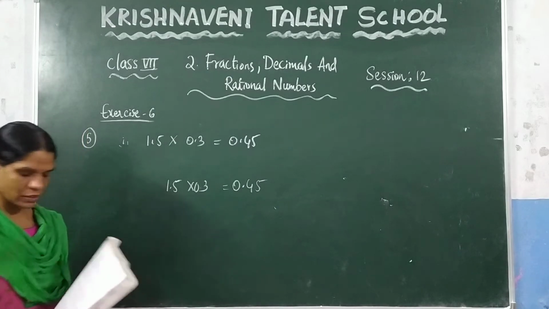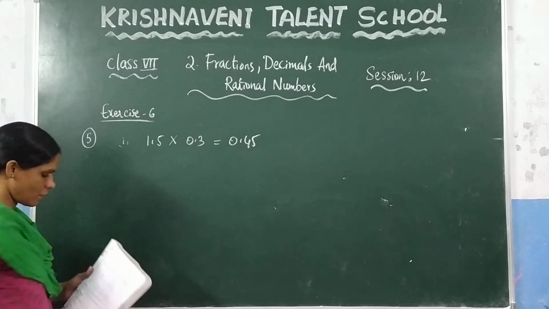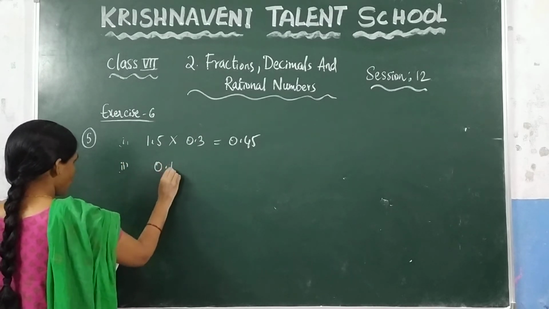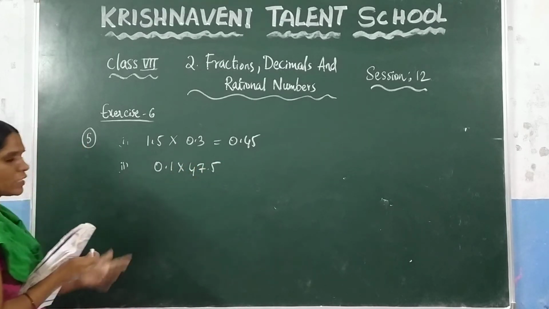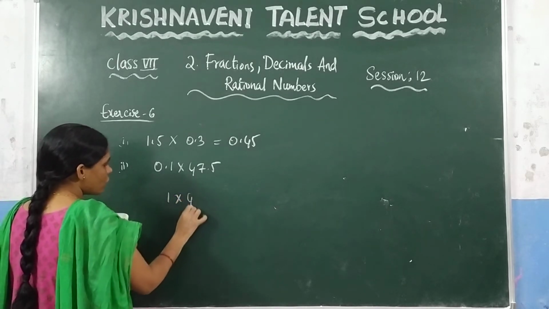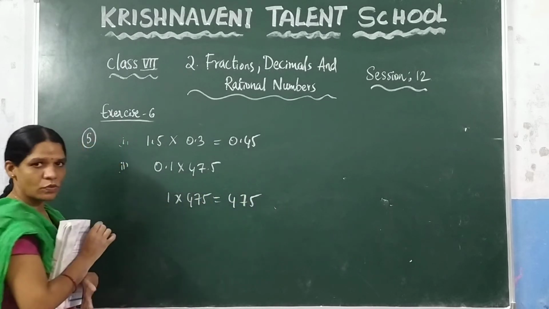Now see the next question in this. Second question here, 0.1 into 47.5. The same thing, leave the decimal point. What are the numbers here? Here 1 is there and here 475 is there. So you know that 1 into 475 gives you 475.